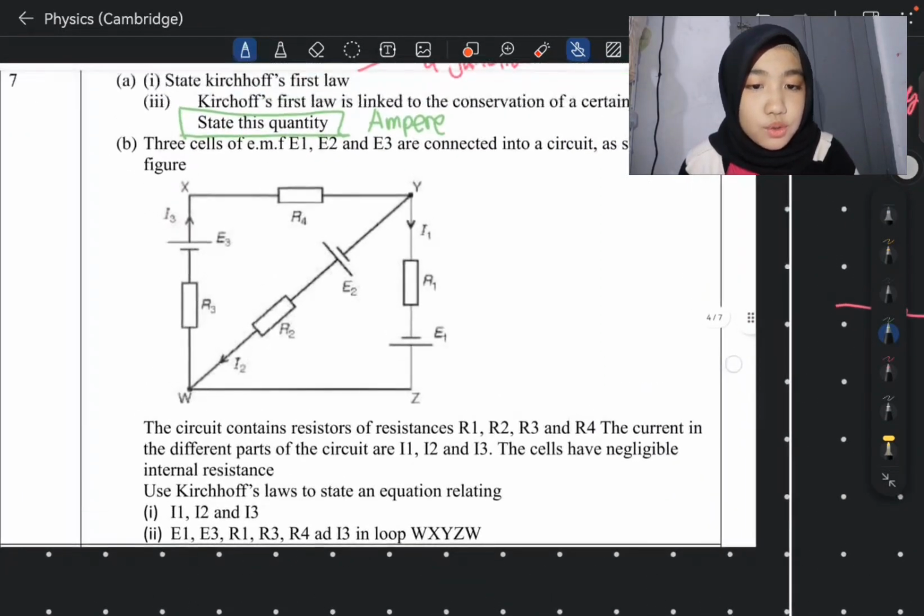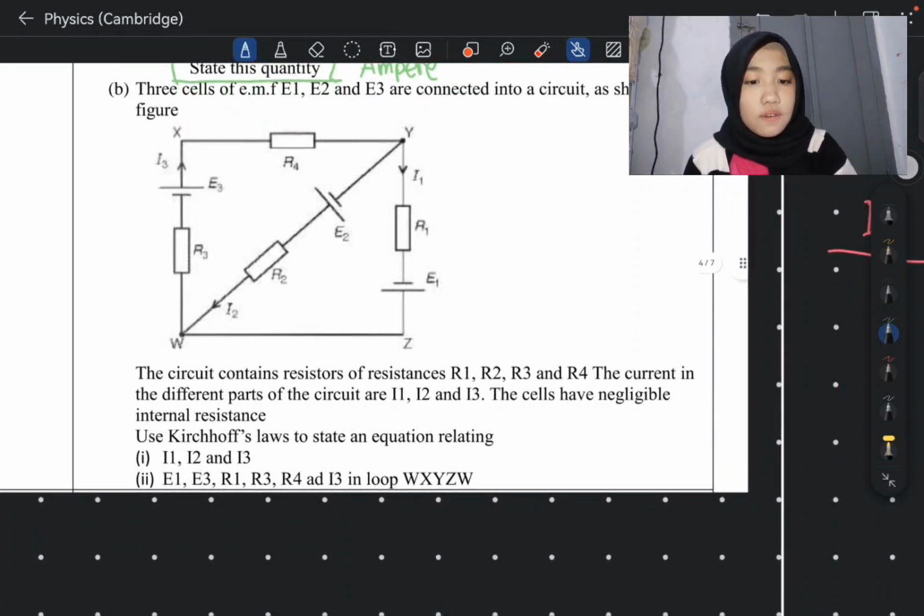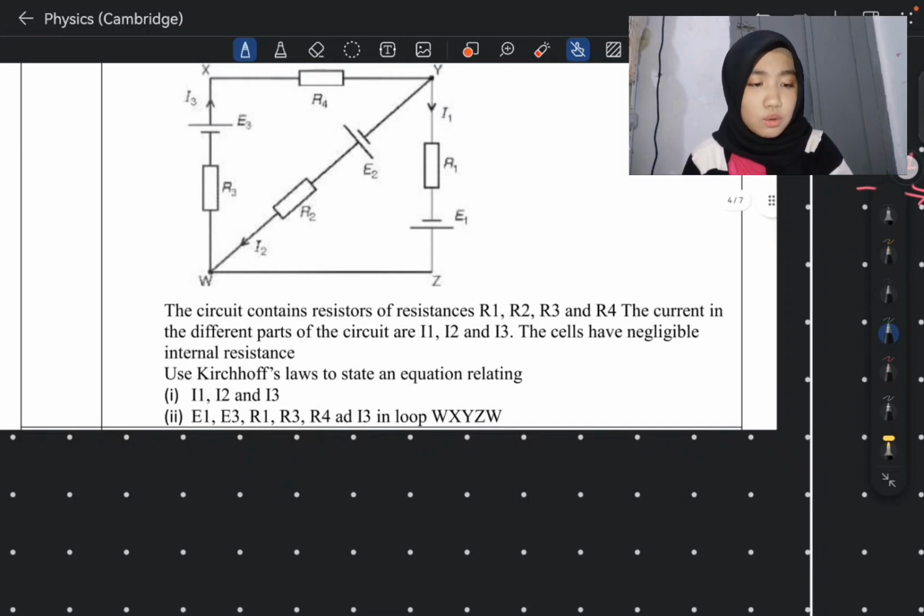Let's move on to B. 3 cells of electromotive force E1, E2, and E3 are connected into a circuit as shown in the figure. The circuit contains resistors of resistances R1, R2, R3, and R4. The currents in the different paths of the circuit are I1, I2, and I3. The cells have negligible internal resistance. Use Kirchhoff's laws to state an equation relating I1, I2, and I3.